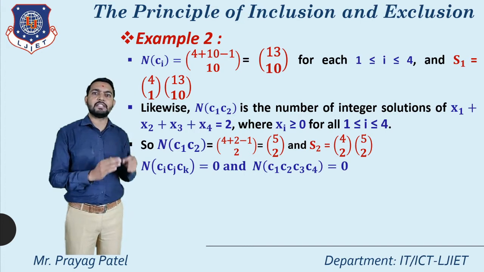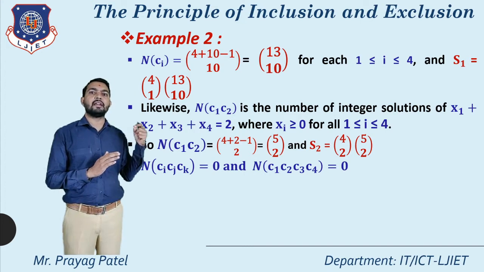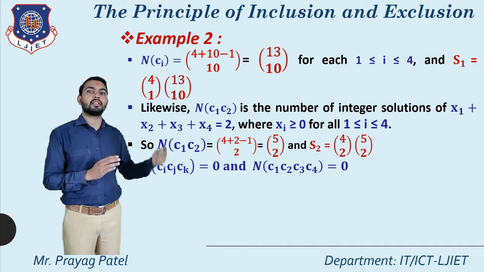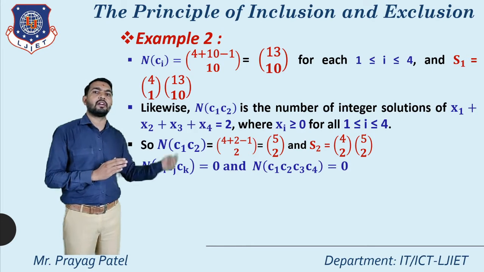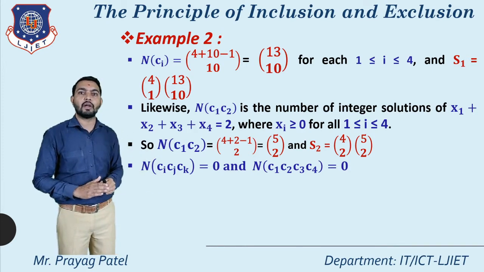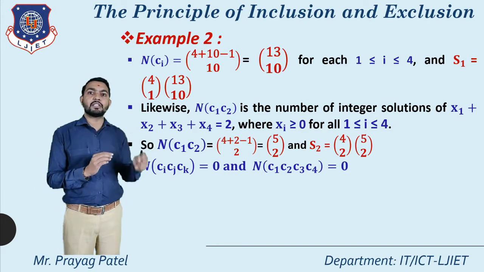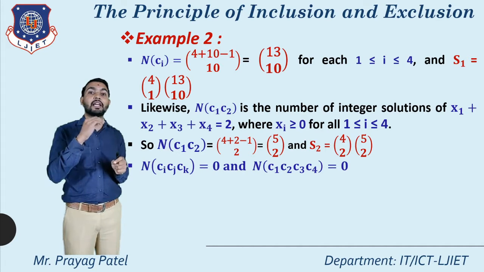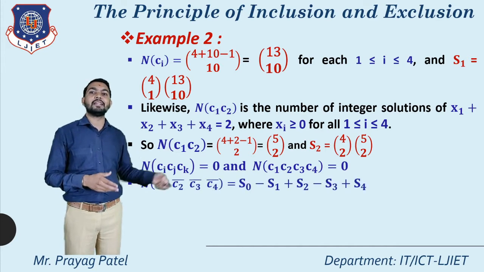So NCi, Cj, Ck equals 0 and NC1, C2, C3, C4 is equal to 0. Why? Because here the total is already equal to 2. So there is no condition for the third element or for the fourth element that can be satisfied for the greater than or equal to 8 value. So here we find C1, C2, C1, C2, C3, C1, C2, C3, C4, all considered as greater than 8 value. But our condition is the reverse.